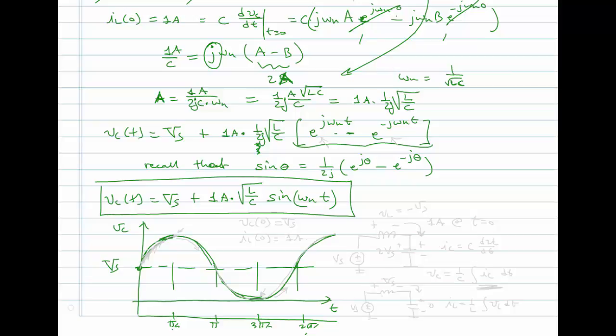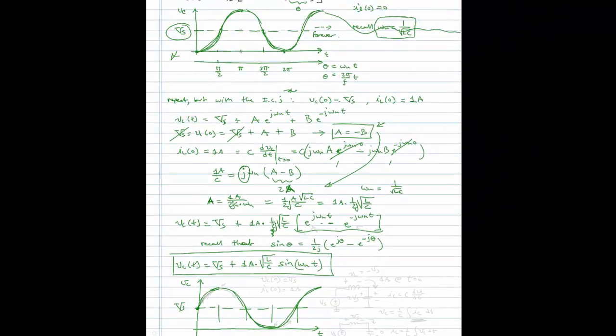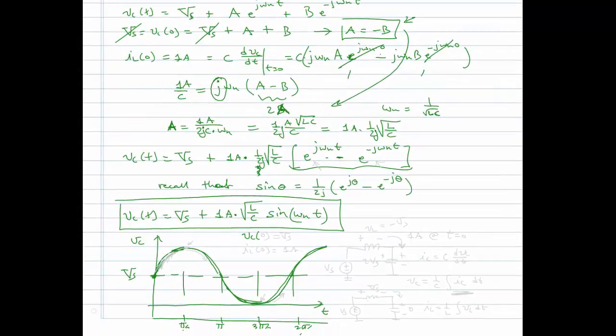Okay, now let's think about this. Why would this response look different than the one up here? Well, this is for the condition where Vc at time 0 is equal to Vs, and IL at time 0 is equal to 1 amp. So let's go back and look at the circuit, what we have here.